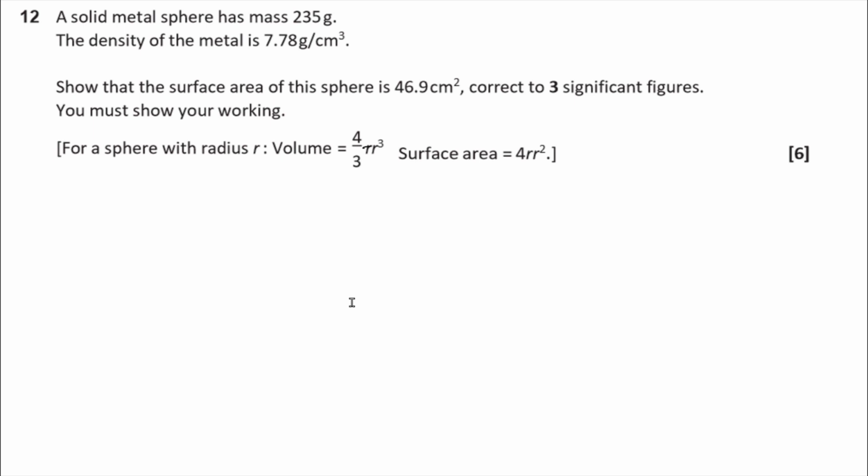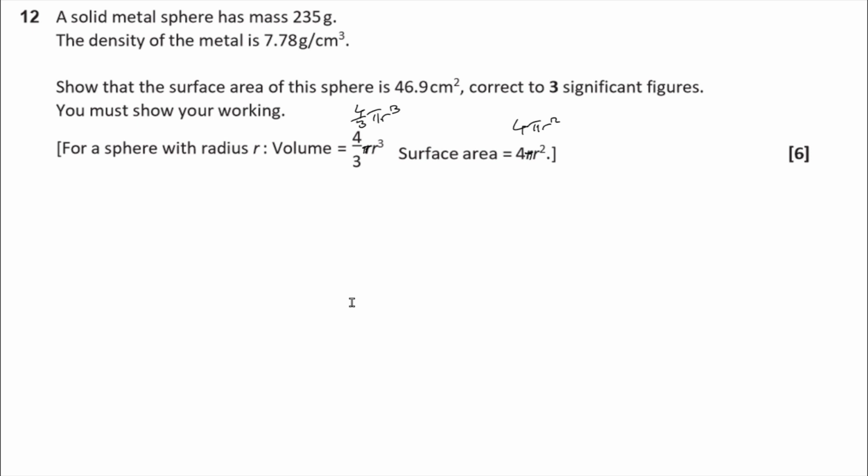For some reason my pi's have come out as r's, so I'm just going to change those. So that's 4 pi r squared, and that's 4/3 pi r cubed. Anyway, let's break this down then.